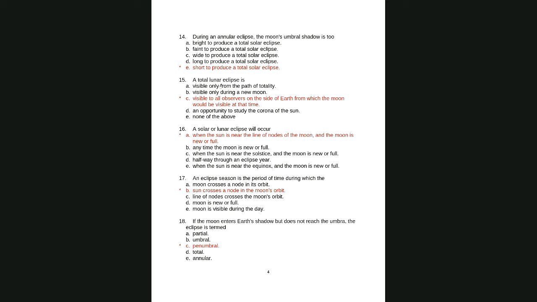15, a total lunar eclipse is visible to all observers on the side of the Earth from which the moon would be visible at that time. And I told you this is one difference between a lunar eclipse and a solar eclipse. Lunar eclipse will be visible to all who have night time during the time of the eclipse, but the solar eclipse, only those who are basically at the location. And I showed you in the last lecture how that will happen on June the 21st, 2020, and we can look at that to see the solar eclipse. So lunar eclipses are visible to many more people than solar eclipses.